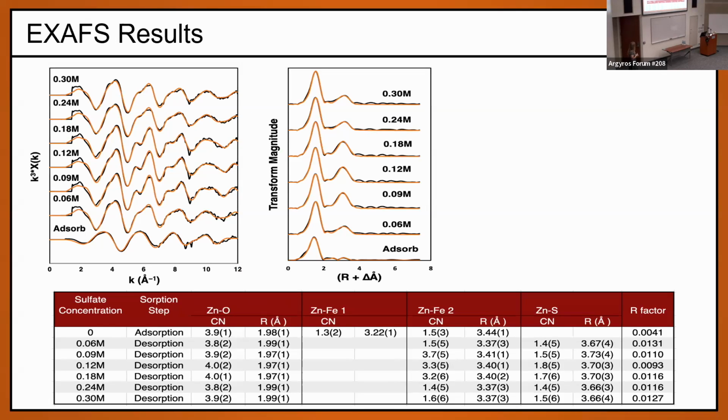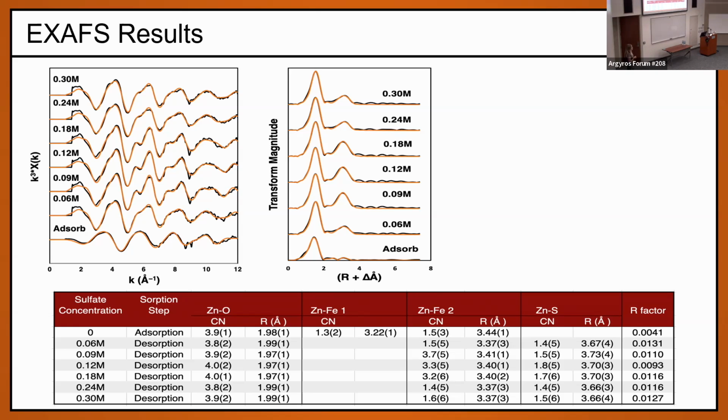So, moving into our EXAFS results. Here, to orient you, this is what's called a chi plot, and this is what's called a Fourier transform. First we tested the adsorbed sample, followed by various sulfate concentrations. The main thing I want you to take away from this is that we see structural changes in the spectra. You see this peak sort of separate, and that's seen in our second peak here as it starts to get bigger.